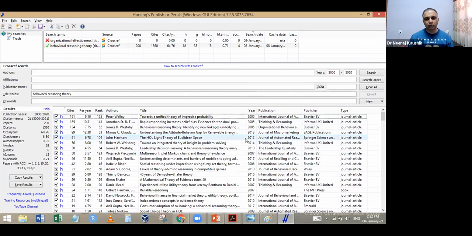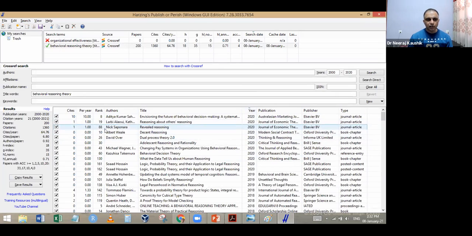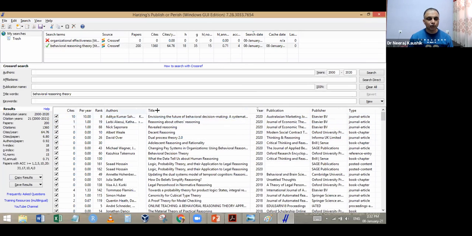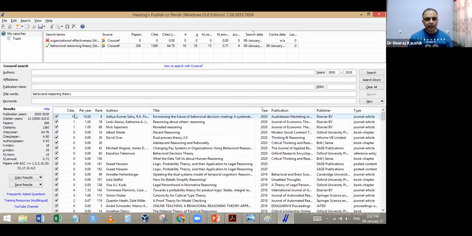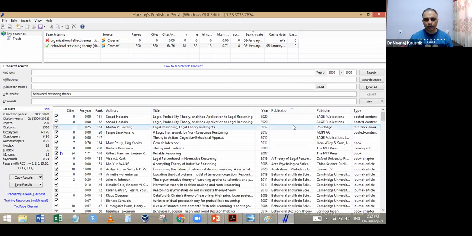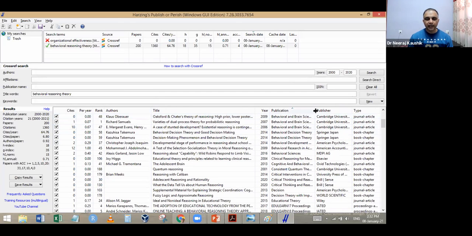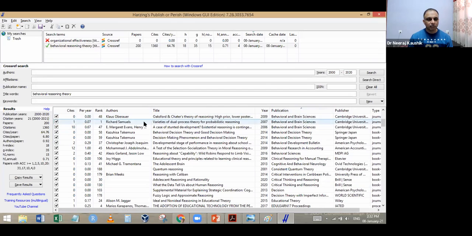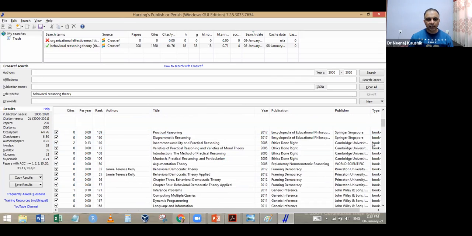Now you can always change it. Like if I want a recent one, just click on that. From the recent ones, Aditya Kumar Sahu, you can see his paper is the most recent one, published in 2020 and cited by 10 people. Likewise, you can look for any particular publication like Behavioral and Brain Sciences. These many papers are published in that, and so on. Maybe country wise, maybe the books, these are the books alphabetically.